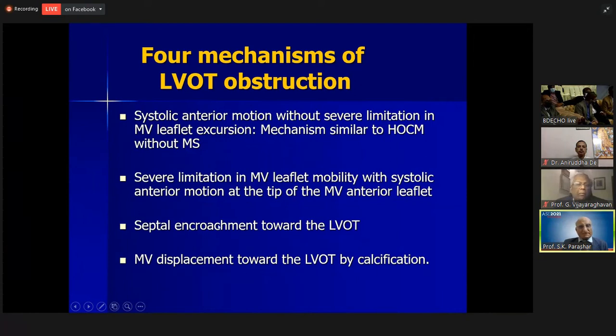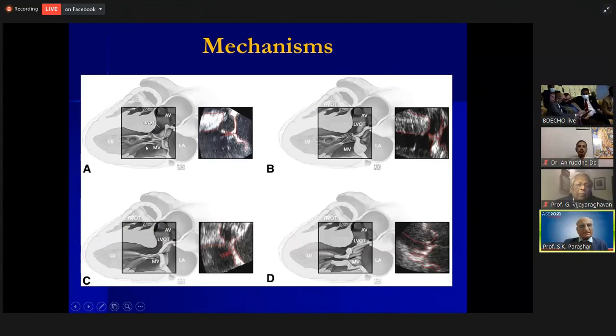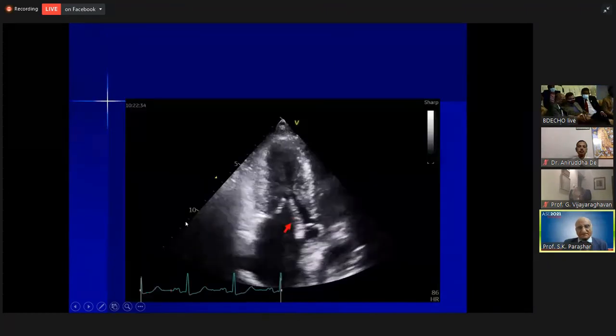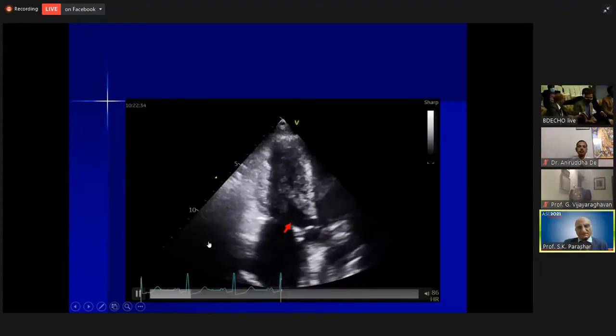Number three, a septal encroachment towards the LVOT alone may not produce this symptom, but here the encroachment toward the LVOT was by the anterior mitral leaflet and not only the septum. So the mitral valve displacement toward the LVOT. They have shown the various mechanisms, none of which could be present in our case. So we went again and saw what we had missed.